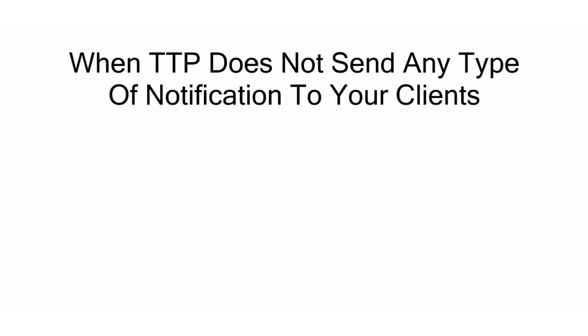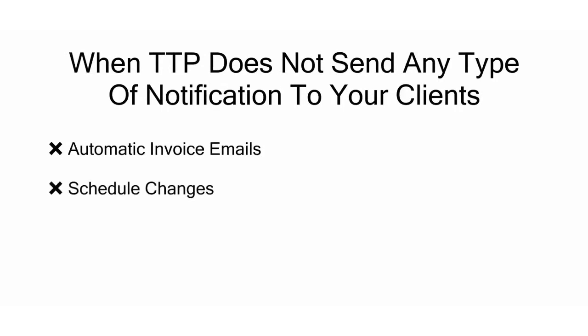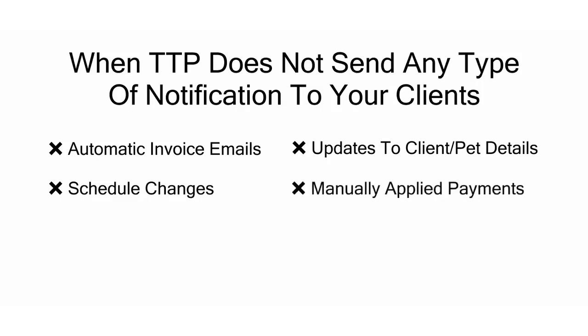To further clarify, here are some specific examples of when we do not send any type of notification to your client. We never automatically email invoices to your clients. Making changes on your scheduler, such as changing the time or assigned sitter for an event, deleting or canceling an event, will never notify the affected client. Updating a client's details or pet details, including making a client or pet inactive, will never result in a notification to the client. And manually applying a payment to an invoice will also never send a notification to the client.